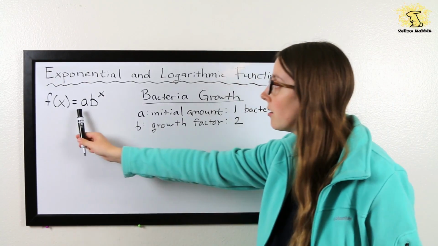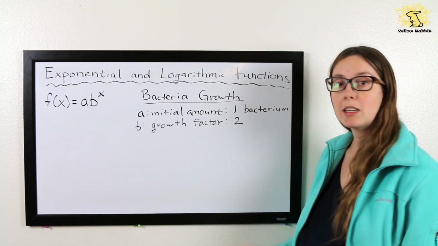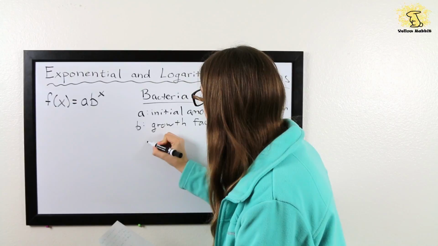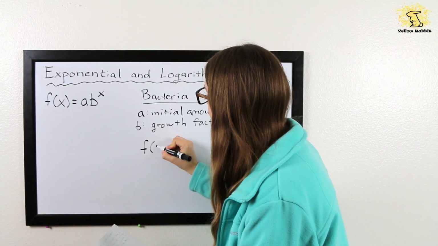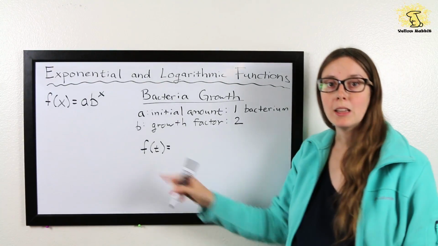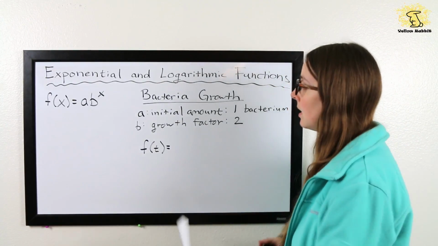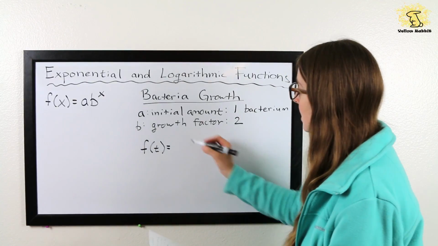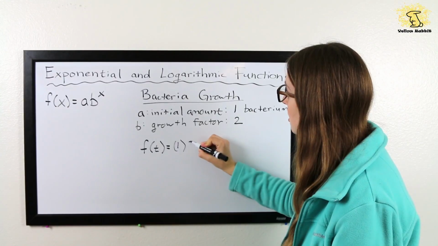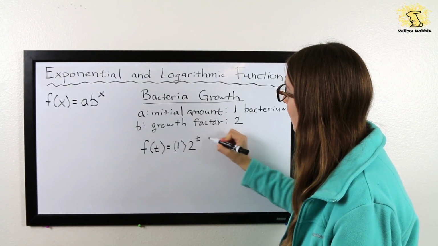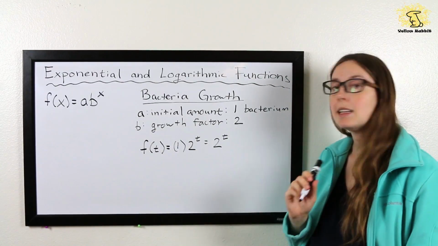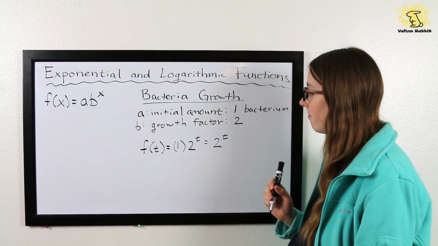Plugging this into the general form of our exponential equation should allow us to then do a calculation. So let's rewrite this general equation as a function of t here, where the t just stands for time, reflecting the variable of interest. A is 1, B is 2. So here's our equation. F of t is equal to 2 to the power of t.